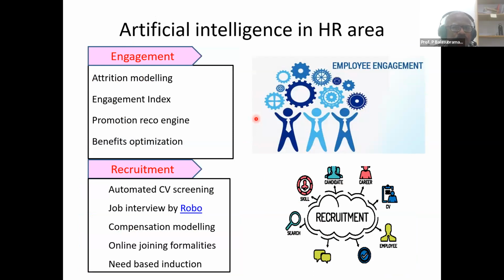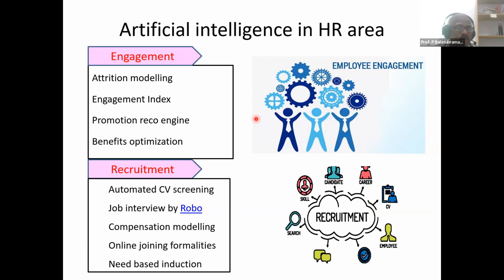For example, if you talk about HR, I still remember in 2012 when I was attending an interview, the interview panel member asked me a question: really, I feel like in HR there is no place for artificial intelligence, what do you think? But actually, there are a lot of applications we can see in the HR area. For example, attrition modeling, whether an employee is going to stay with us or going to resign.